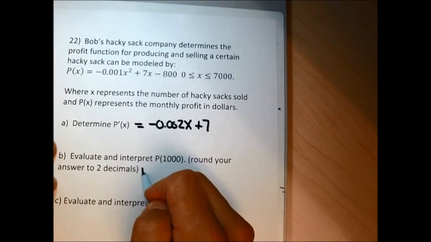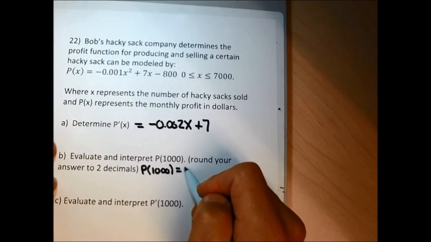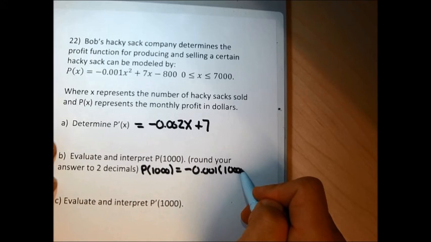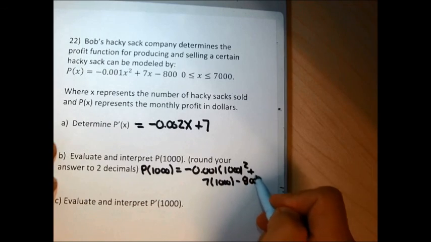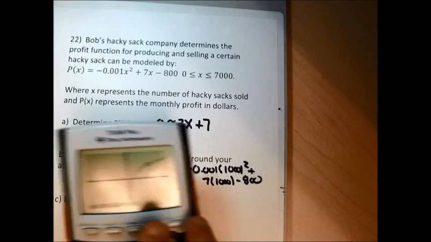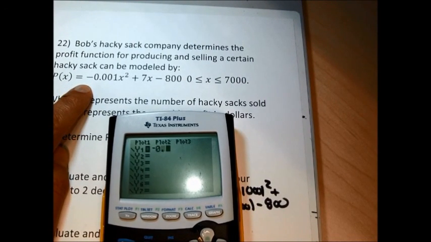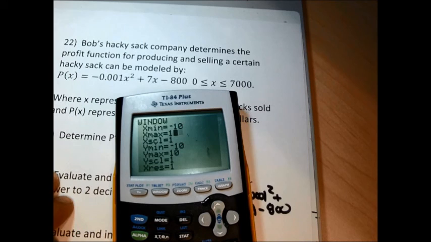To do P of 1,000, I'm going to do this from my cheat screen. It'd be negative 0.001 times 1,000 squared plus 7 times 1,000 minus 800. And I don't care to do that on my calculator, so I'm going to, on my y equals screen, type y equals negative 0.001 x squared plus 7x minus 800. Make my window handle 1,000, so I need my x max to be bigger than 1,000. I'm going to make my x max go to 1,200. I don't care that I can't see the graph.